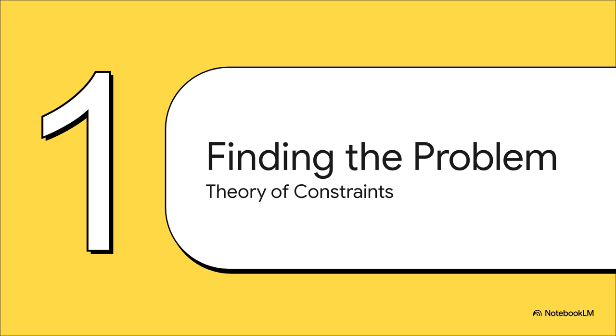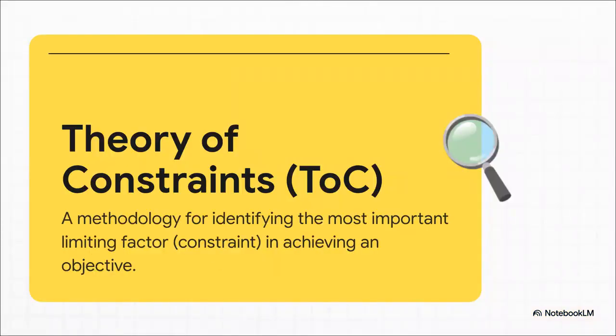Okay, so let's jump right into that first critical step. How in the world do you find the one thing that's holding everything else back? For that answer, we turn to a powerhouse of an idea called the theory of constraints. The theory of constraints, or TOC as you'll often hear it, is all about laser focus. The core idea is that in any complex system, there's usually just one single factor limiting its performance.